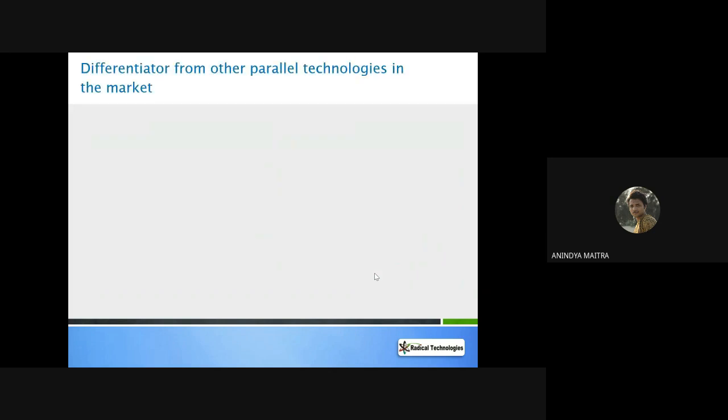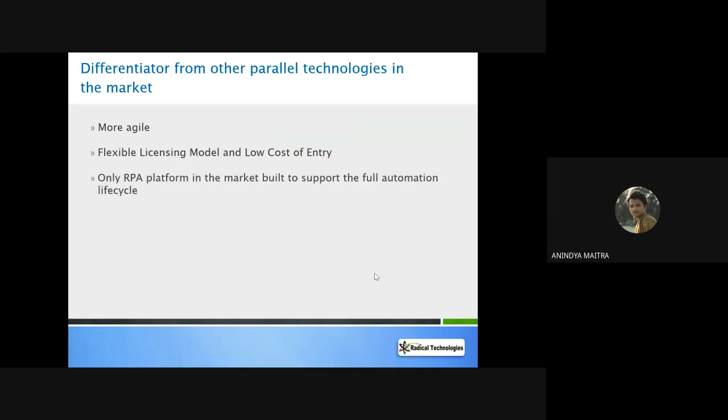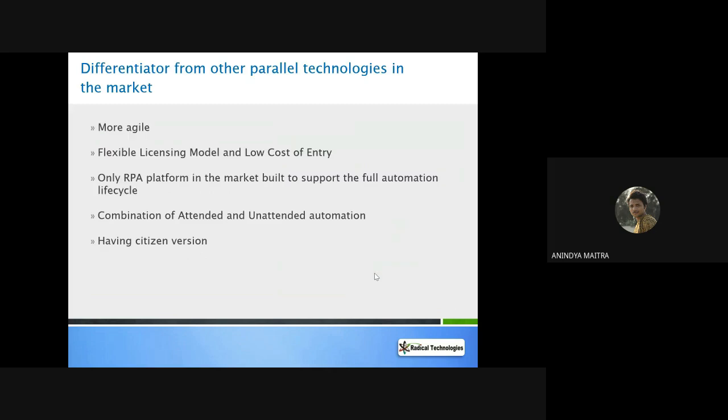Now we discuss what the differentiators of UiPath are compared with the parallel technologies, the other competitors in the market. First, UiPath is more agile, with a flexible licensing model and low cost of entry. It is the best RPA platform, I would say, which can help you work across the end-to-end RPA lifecycle. It has a combination of attended and unattended automations, and the most important thing, having the citizen version. Citizen version means the free version of UiPath, what we call the community version. So these are the basic advantages of UiPath over the other RPA tools in the market.